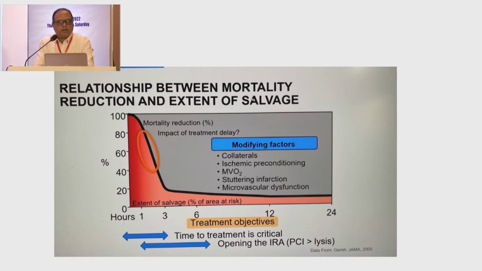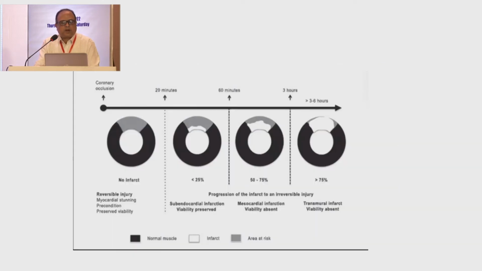Viability. We know when a vessel is occluded, within 3 hours, 80% of the myocardium is damaged. After that, 20 to 10% remain for 24 hours. And now we are physicians, we try to salvage the myocardium within early time. And it is found that within 20 minutes after occlusion, there is reversible transmural injury. But within 60 minutes, less than 25% area is irreversibly damaged. And within 3 hours, around 50 to 75% damaged. And after 3 to 6 hours, actually more than 75% damaged.